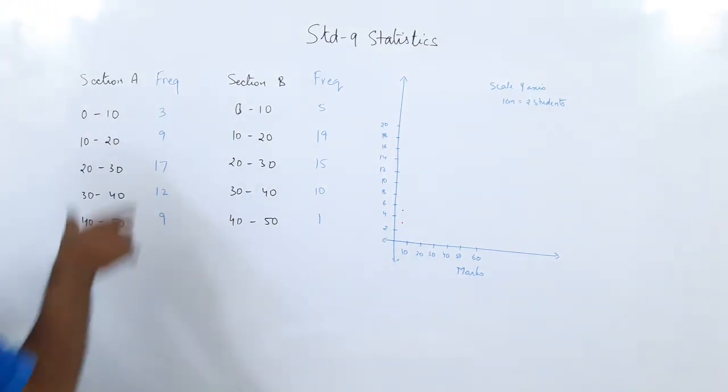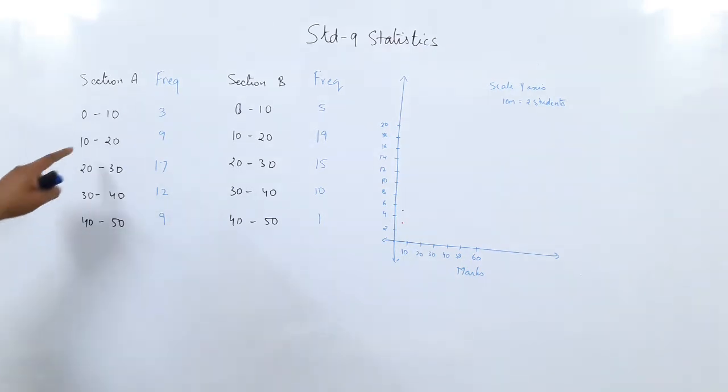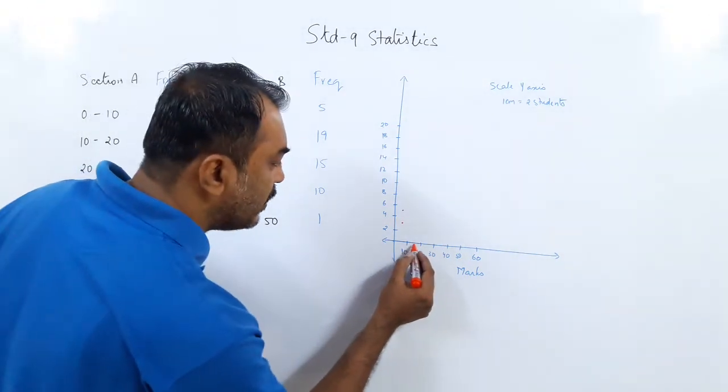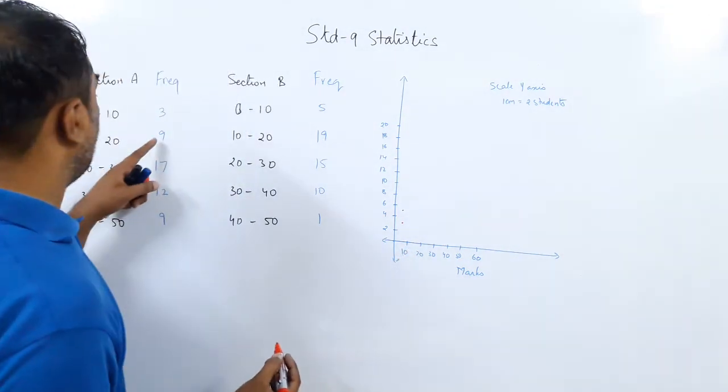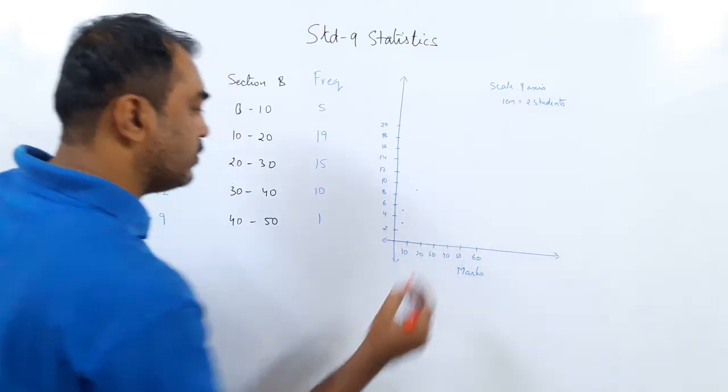Now let me first draw for this one. What is the midpoint of 10 and 20? 10 plus 20 is 30. 30 divided by 2 is 15. So I take the midpoint of 10 and 20. The midpoint is in the middle, 15. And the frequency is 9. So the frequency I get here, 9.